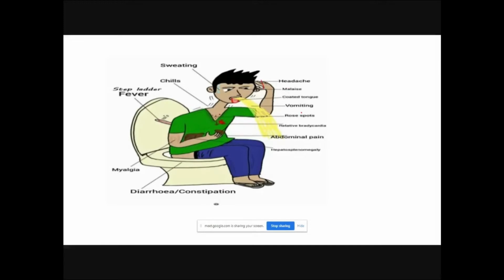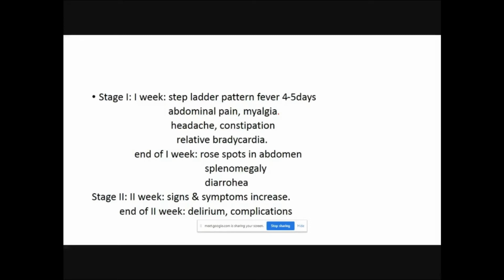So sorry. This is fever again with relative bradycardia. Again, the patient might present with abdominal pain or hepatosplenomegaly. So, stage 1, stage 2, stage 3, and stage 4. In the first week, the patient might present with a stepladder pattern of fever.